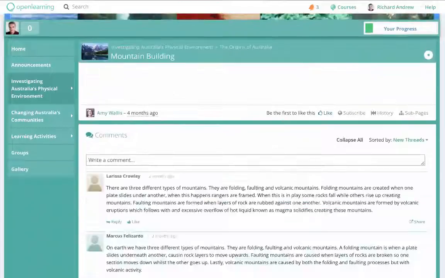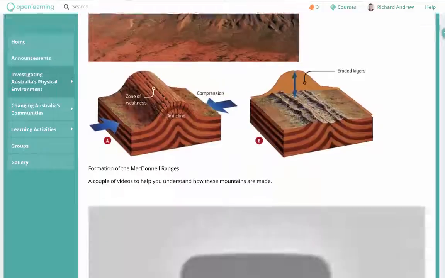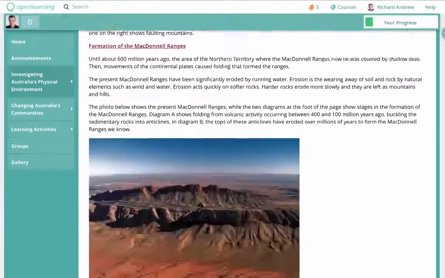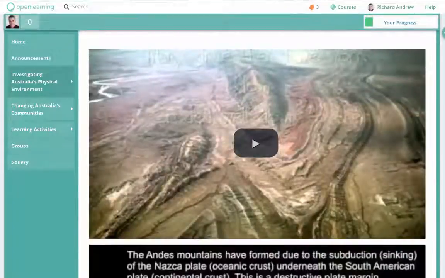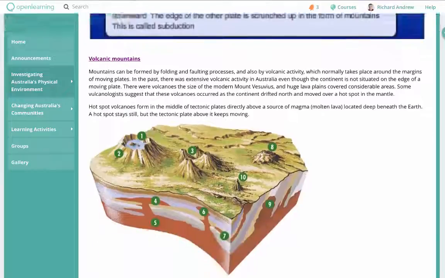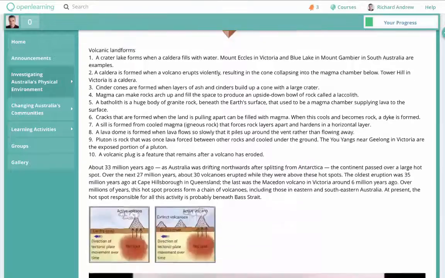Mountain building was the next section that we had a look at. So we looked at the different types of videos, information and images, and some photos of Australian ones. And these are videos that I just found on the internet. I didn't believe in recreating the wheel. If I could find something that served my purpose, I used that. If I couldn't, I made my own.